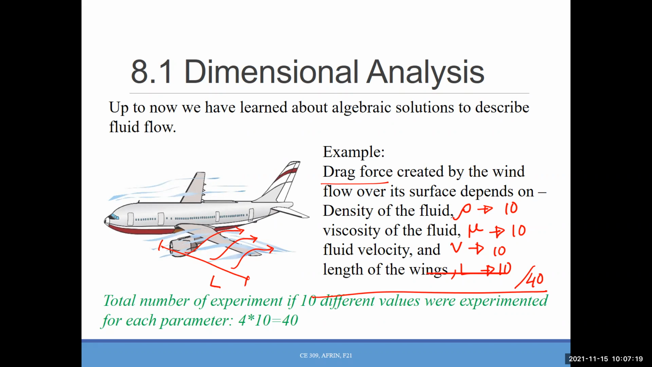Now, tell me one thing. Out of these 4, if I just don't consider 2, we will have 2, right? But will that give us the total picture of the characteristics? If you don't use the velocity, and just use the density, viscosity, and length, that will not give you the total characteristics of the drag force, right? So our main purpose is to keep all the parameters, but reduce the total number of experiments. That's why we will use one procedure, which is called dimensional analysis. And that is the lesson for today.